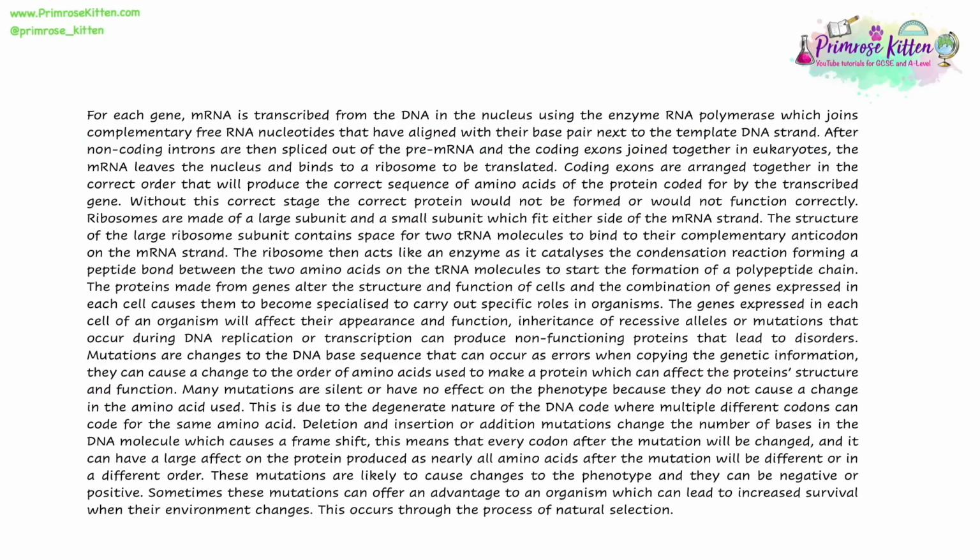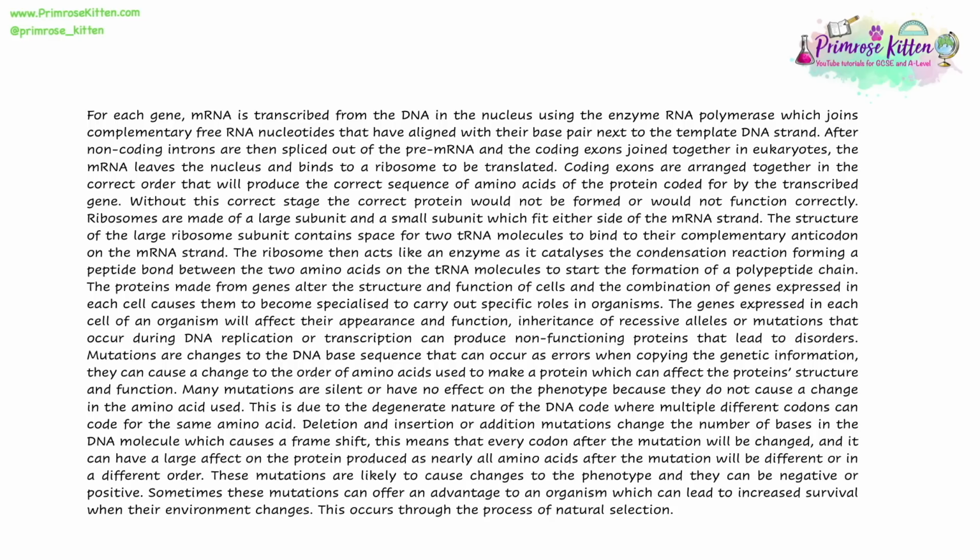For each gene, mRNA is transcribed from the DNA in the nucleus using the enzyme RNA polymerase, which joins complementary free RNA nucleotides that have aligned with their base pair next to the template DNA strand. Non-coding introns are then spliced out of the pre-mRNA and the coding exons joined together in eukaryotes. The mRNA leaves the nucleus and binds to a ribosome to be translated. Coding exons are arranged together in the correct order that will produce the correct sequence of amino acids of the protein coded for by the transcribed gene. Without this correct stage, the correct protein would not be formed or would not function correctly.